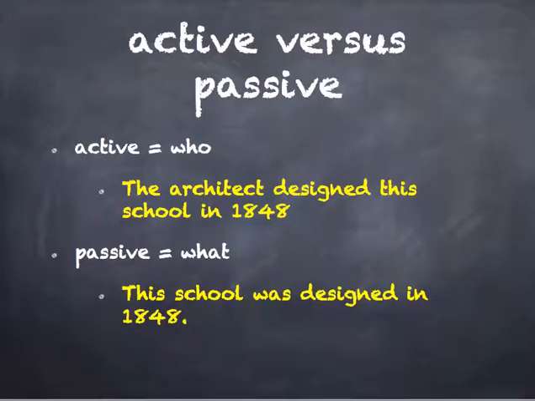Anyway, let's have a look at the active versus a passive sentence. So I already mentioned in an active sentence, who is important. What you see here is an example sentence. The architect designed this school in 1848. Who? The architect. The passive, what is important? This school was designed in 1848. What? This school was designed in 1848.